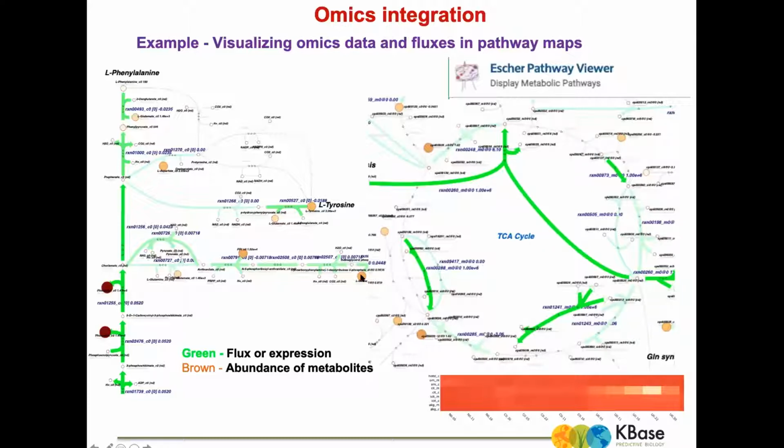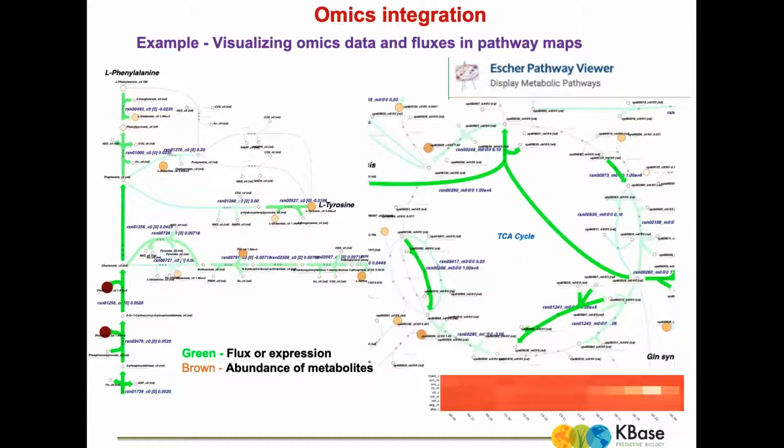So what you're seeing here is the TCA cycle around here, and then the aromatic amino acid biosynthesis. The green color shows the fluxes or expression. So you can paint the fluxes or expression on a pathway map based on a flux distribution. And you can also show the abundance of metabolites in the pathway map. I've seen that Jeremy showed some of this in earlier presentations.